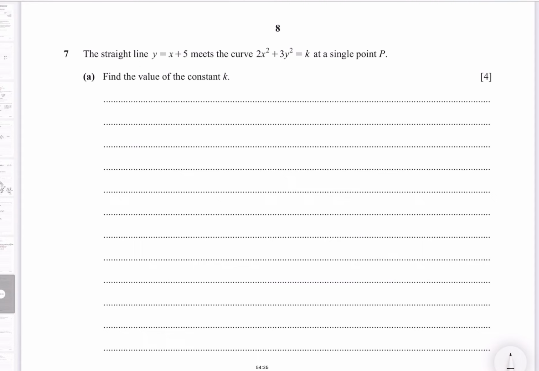Question number 7. Straight line y equals x plus 5 meets the curve 2x square plus 3y square equals k at a single point P. Find the value of the constant k. So you put the value of y, which is x plus 5, in the curve equation. Where you see y square, you just write x plus 5 whole square there, like this. Now simplify it.